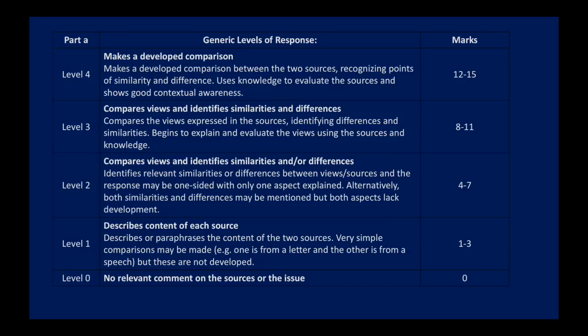A level 1 is basically you're describing what the sources are just saying. You're not really getting into the meat of the question in any kind of way, basically just paraphrasing the content, saying this is what the sources say, and you're not really giving any kind of comparison at all. Although the rubric does say you might be making a comparison at the level of one is a letter and one is from a speech. That's not the kind of level of comparison that we're looking for here on Question A.